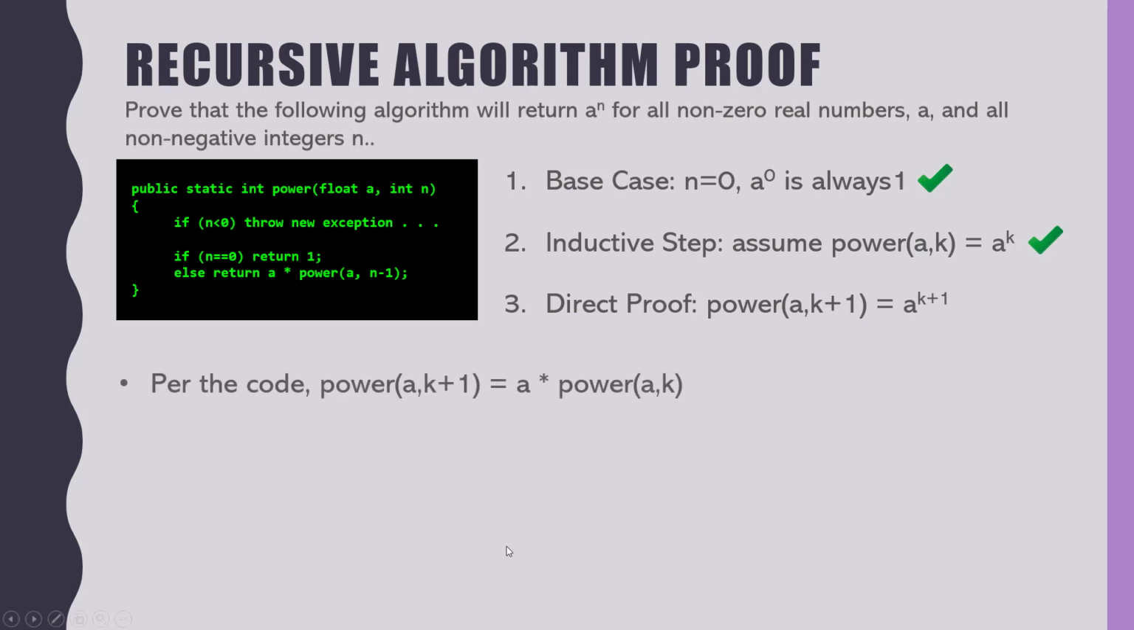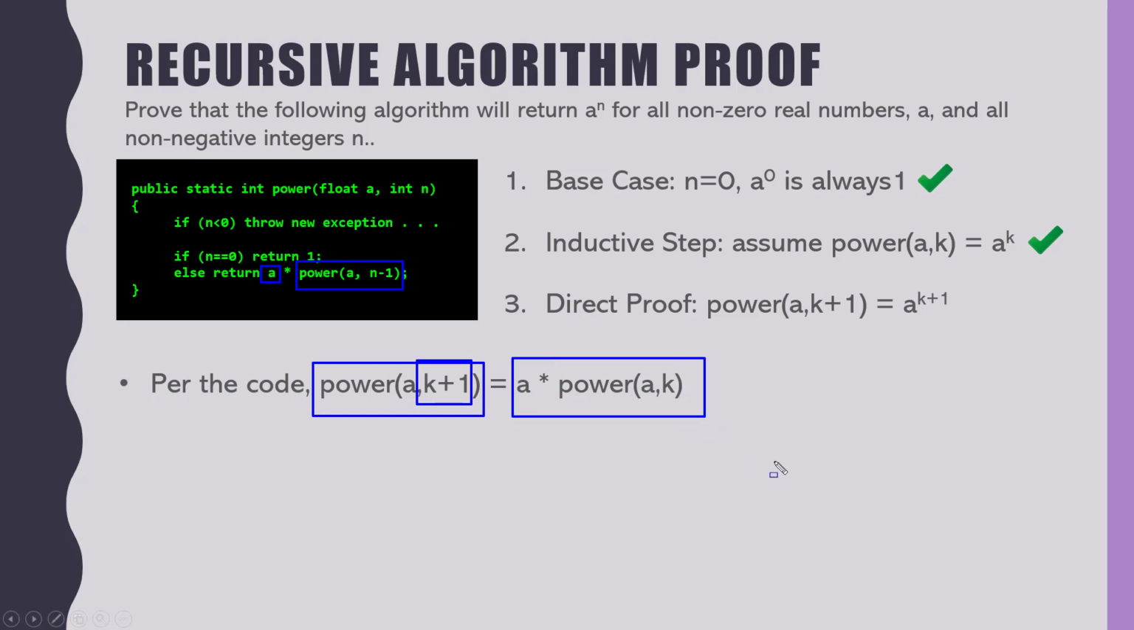First of all, if we look at the code, it tells us that the power, which is the name of a function, a to the k plus 1 is equal to what? It tells us it's equal to a, whatever a is, times the power of a to n minus 1. Well, what is n minus 1 if that's our variable? It's k, right? K plus 1 minus 1 is just k. Agreed? So according to the code, if I plug this in, this is what we'll calculate. That's what we'll compute, right?